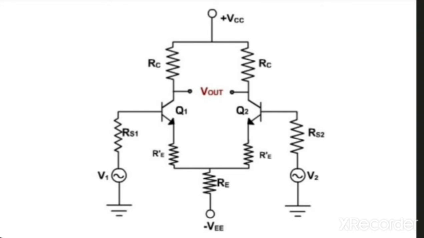The circuit diagram of dual input balanced output is shown here. We can see here that the two inputs V1 and V2 are applied to the bases of the transistors Q1 and Q2, and the V output is taken between the collectors of the two transistors.